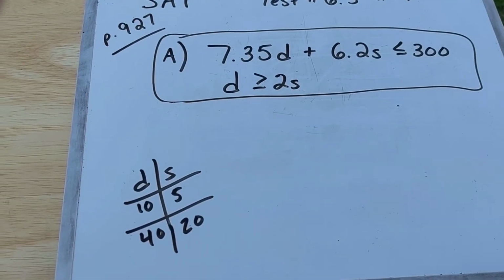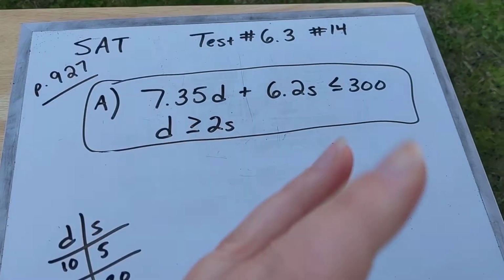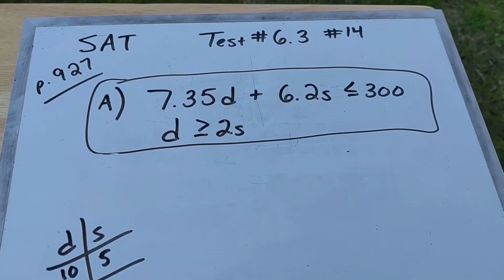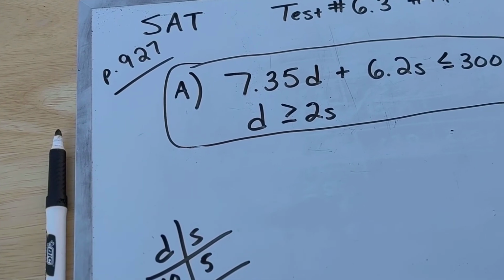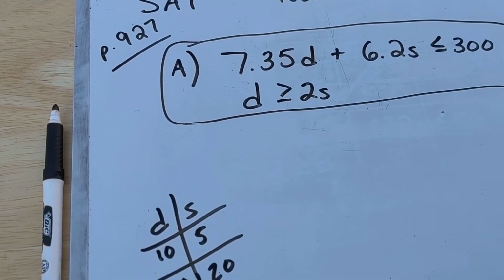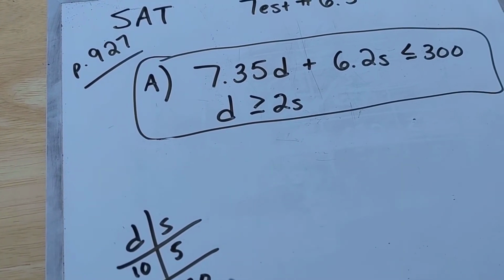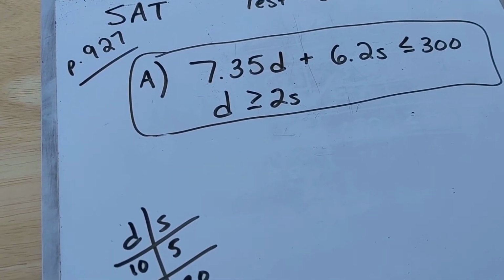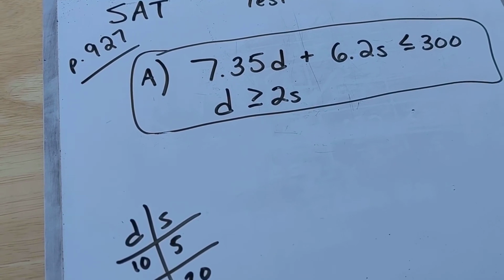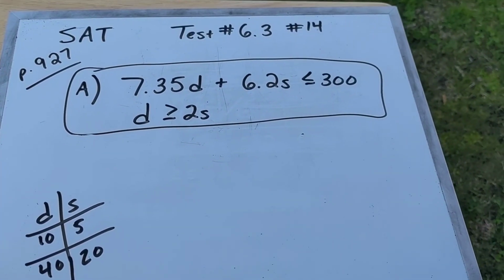Now let's finish reading the problem just in case, because if we missed anything, we don't want to miss it. We don't want to select our answer before we're sure. All right, so we have let D represent the number of containers of detergent, did that. Let S represent fabric softeners, did that. D and S are non-negative, no problem. Which of the following systems of inequalities best represents this situation? Definitely the one we picked.